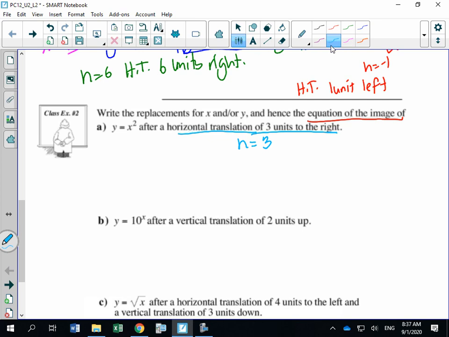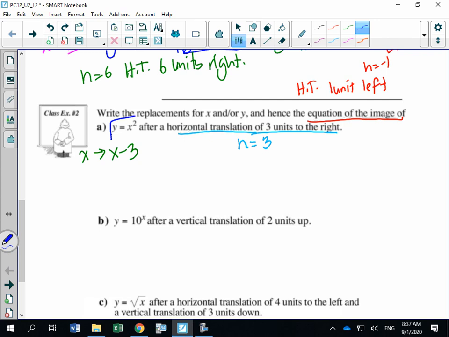Okay, so for your translations, it's either going to be an x replacement or a y replacement. Horizontal replacement is an x replacement. Now, remember that the replacement is not x with x plus 3. That would be incorrect. The replacement is going to be x with x minus 3, and I'll show you why.